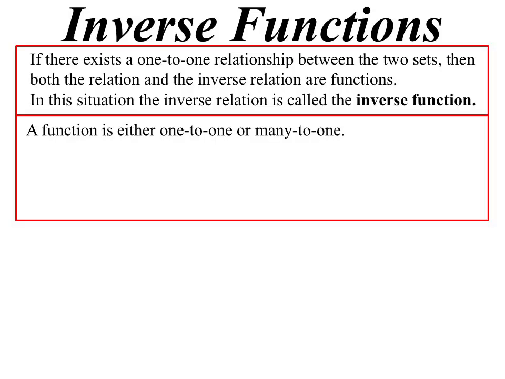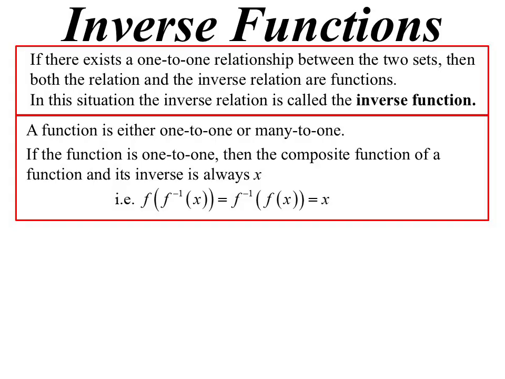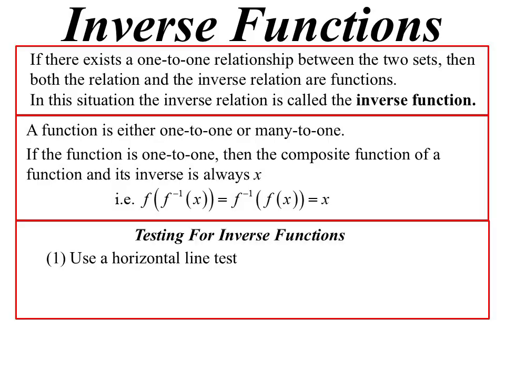The other two are relations, so the one-to-many and the many-to-many are relations. But functions can either be one-to-one or many-to-one. It's the one-to-one that we're interested in to become inverse functions. And if it is, then what we should see is this. Whenever we substitute the inverse into the function, or the other way around, they should cancel each other out and we get x.